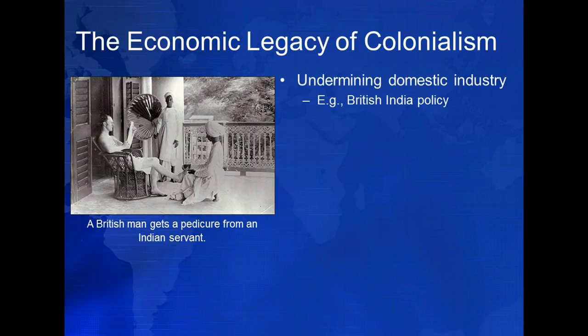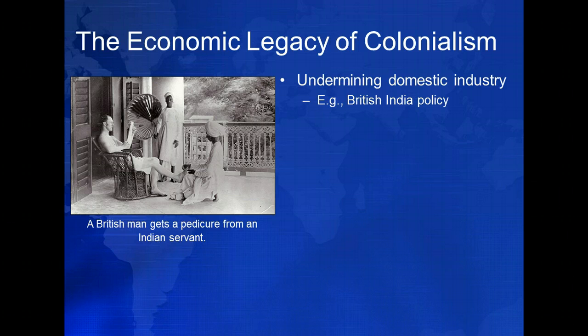First, domestic industries were often undermined or destroyed to make the colony dependent on export of manufactured goods from the colonizer. In order to compete with Indian textile manufacturers, the British government imposed steep tariffs on Indian exports, eventually banning altogether the import of calico or cotton cloth from India.